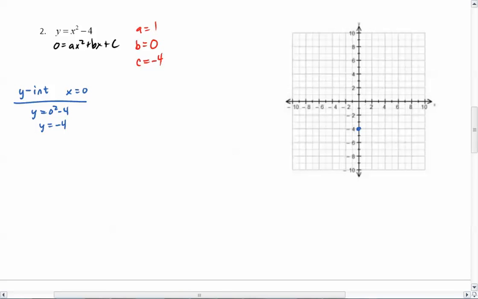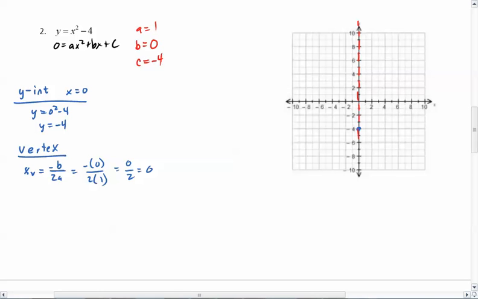Let's do the vertex next. In order to get the vertex, without knowing the x-intercepts yet, I'm going to have to use the x value of the vertex equals negative b over 2a. So that would be negative 0 over 2 times a, which is 1, which means I've got 0 over 2, which is 0. So the x value of my vertex is right here, so that means my axis of symmetry is at x equals 0.